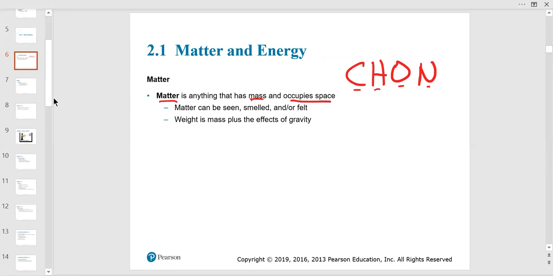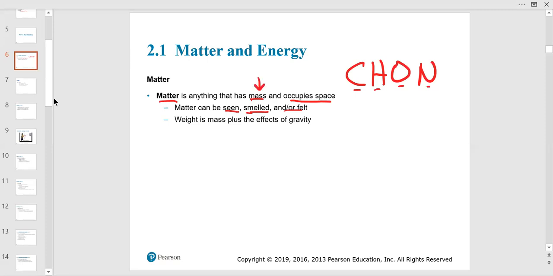Yeah, it can be seen. Not really. I mean, you need a specialized microscope to see it, but you could see it. Not with the naked eye, of course. That's gross anatomy. Smelled, maybe, or felt. If you close your eyes, maybe you could tell the difference between different matter. So we say mass. Sorry, I didn't bring that up.